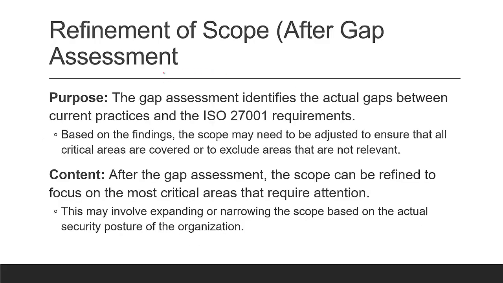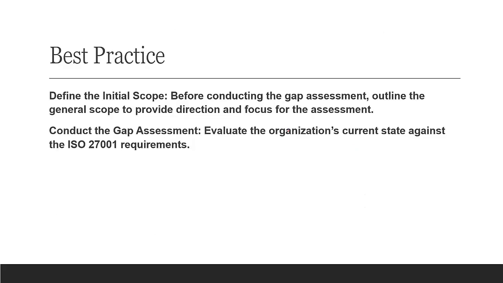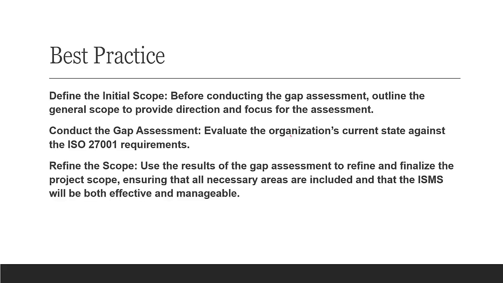So again, the purpose of the gap assessment is to identify the actual gap between the current practice. And after the gap assessment, the scope can be refined. And that I'm going to discuss in the next video, how to do the scoping statement. So once we get an approval, then only we can do the scoping statement, right? So we have to define the initial scope, then we conduct the gap assessment, and then we refine the scope and we prepare the project context document.